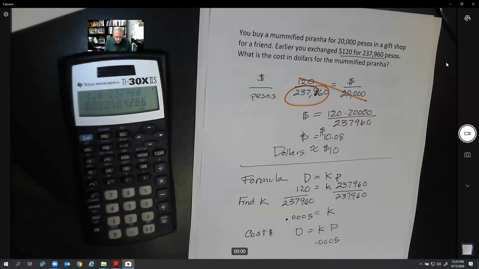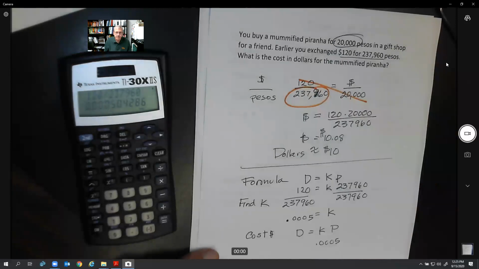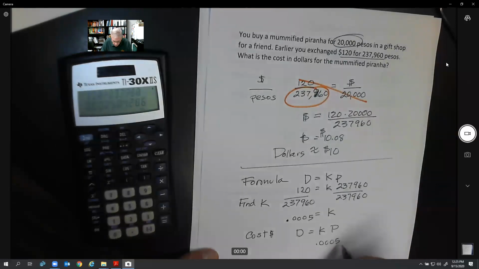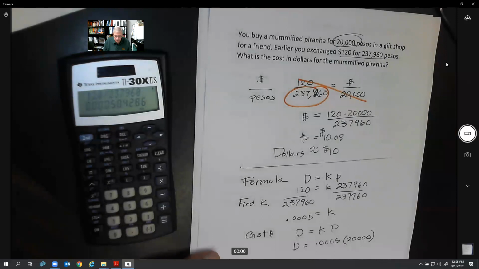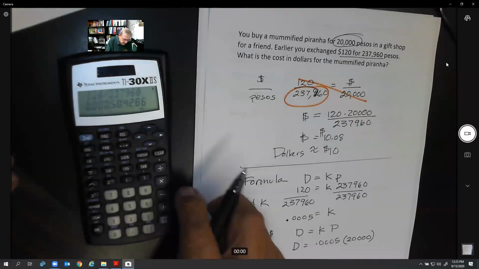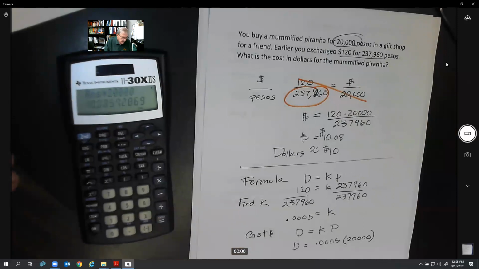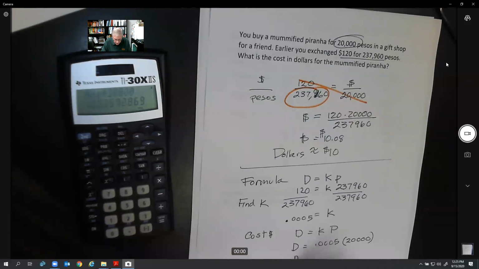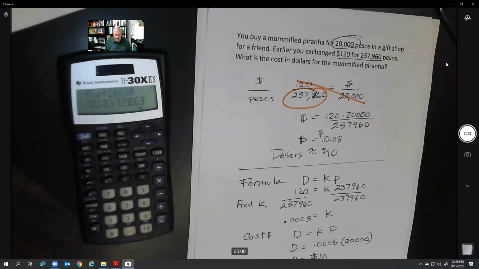And then this time the number of pesos is now 20,000. So we're going to put 20,000 here. And that should tell us how many dollars it's going to be. So 20,000 times this, that's already in my calculator. Approximately 10.08, same thing we had before, huh? So dollars is approximately $10. You see? And there we got our exchange rate.